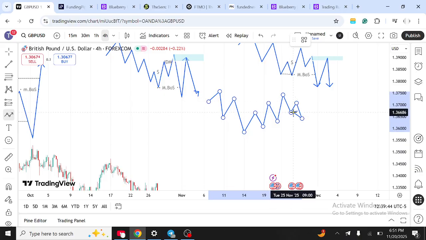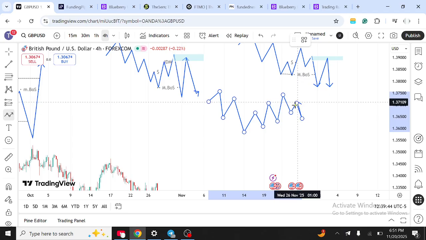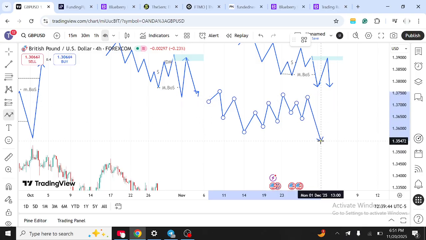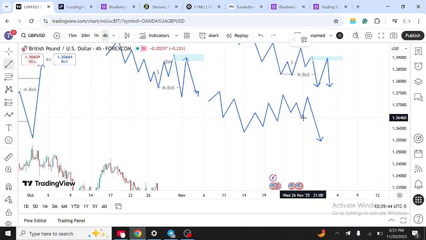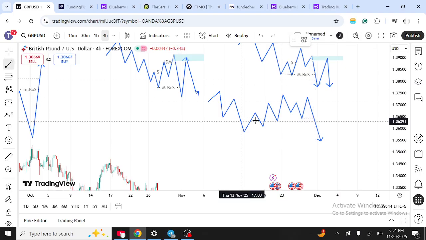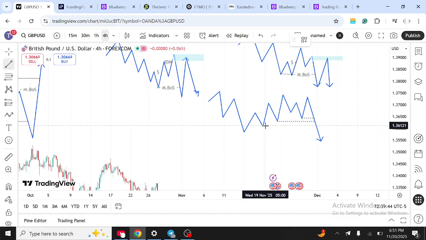Now, when it takes out this, everybody is going to expect that price is now going to come to the downside to take out this. But instead of that, it's going to take out this high again, but it's going to leave this and then drop to the downside. Now you can see that these are multiple breaks of structure. This is more than 2. This is actually 3 or 4. 3, yes.